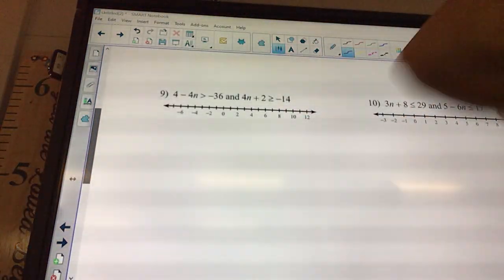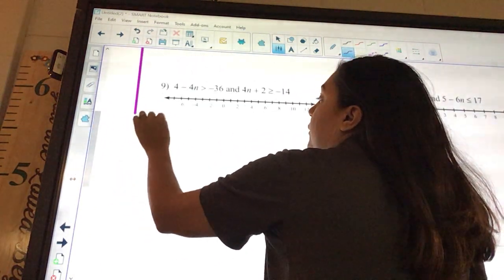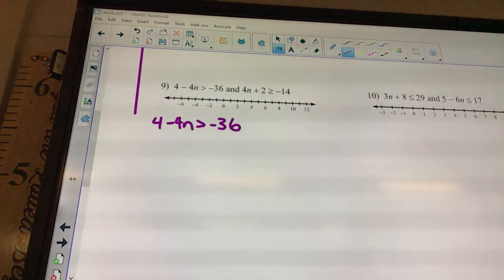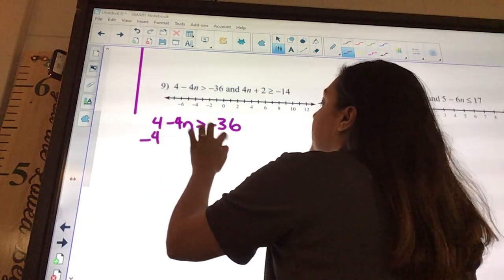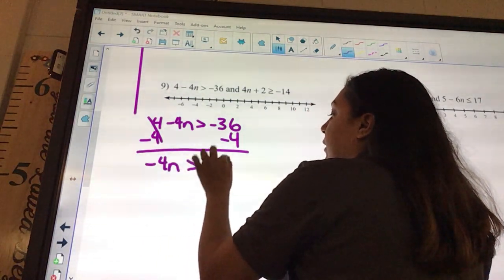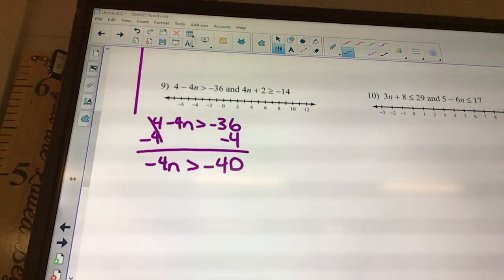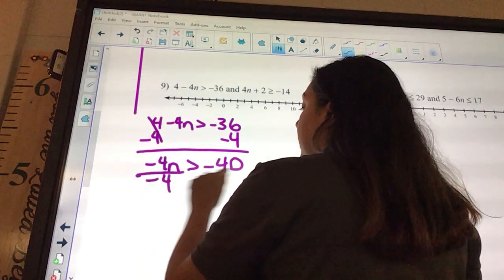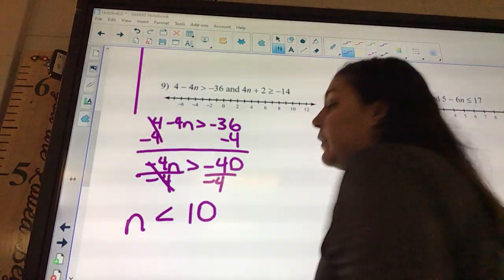Okay, 9. These are going to be 2 steps. So I got 4 minus 4n is greater than -36. Okay, what needs to move first? Yep, so we're going to say -4, -4. So I got -4n is greater than -40. Okay, and then what? Divide by -4. Do we need to flip? So that should be positive 10.